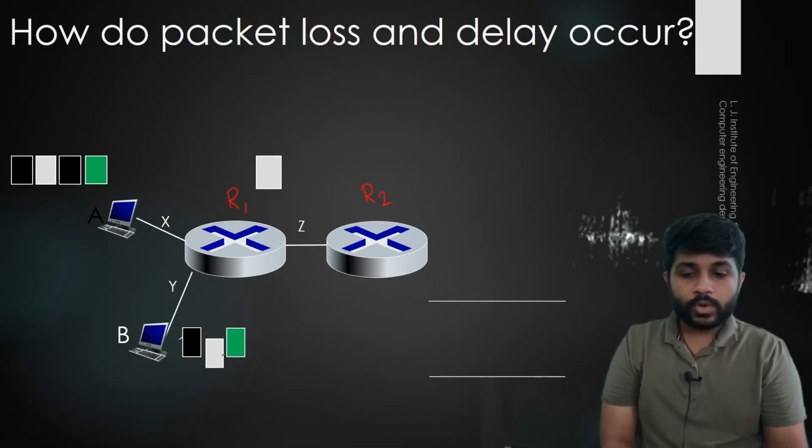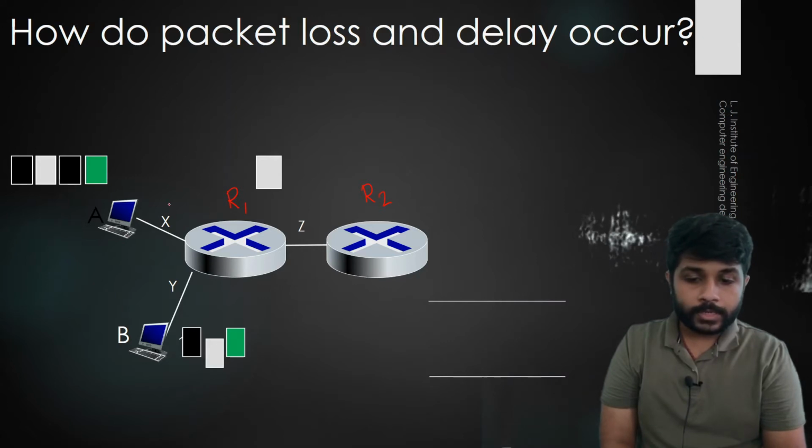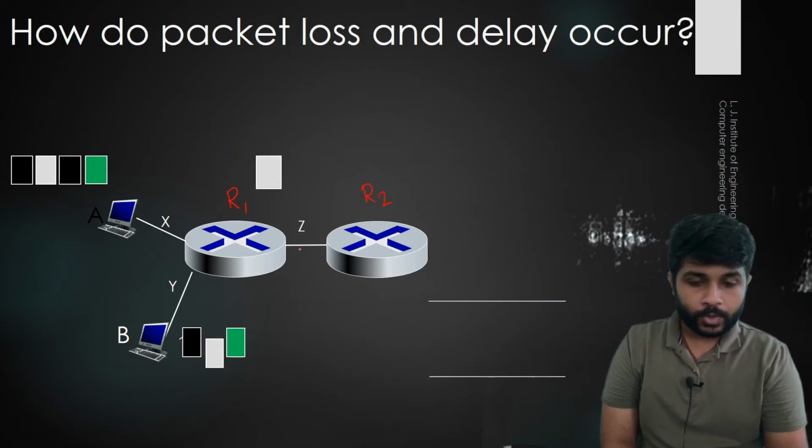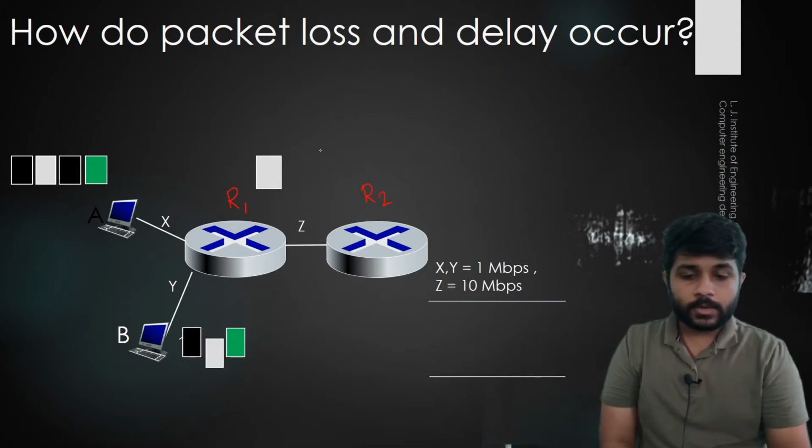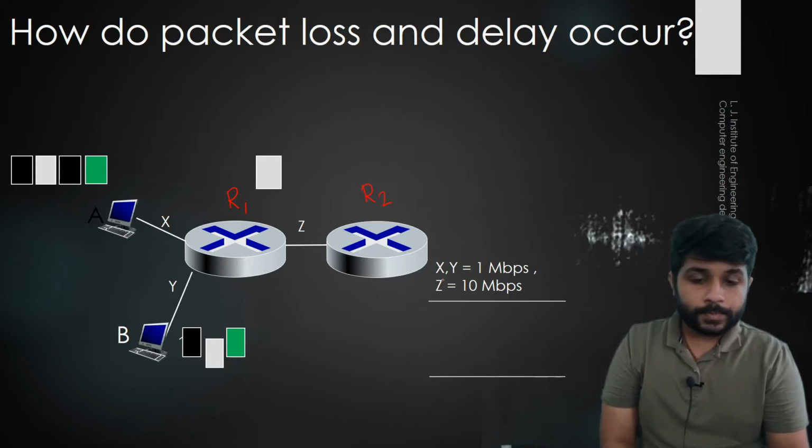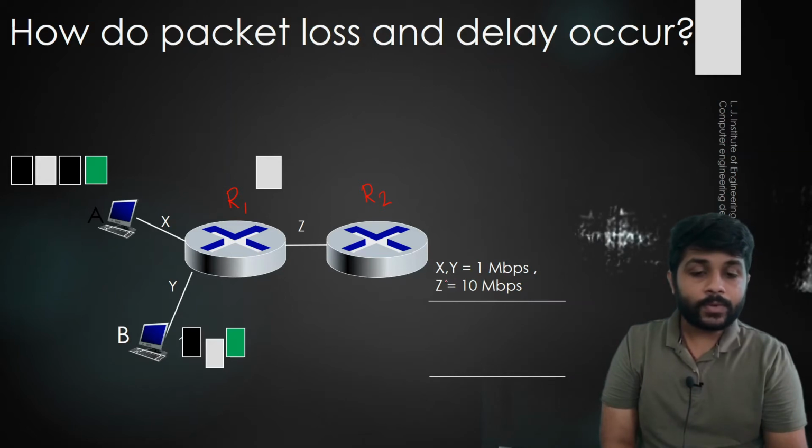Now the link that connects A and R1 is X. The link that connects B and R1 is Y, and the link that connects R1 and R2 is Z. Right. Now let's consider the first case. In the first case, the data rate that links X and Y can carry is 1 Mbps, and the data rate that Z can carry is 10 Mbps.